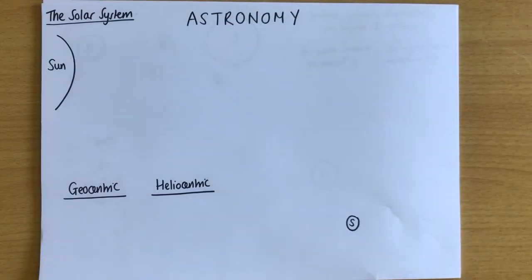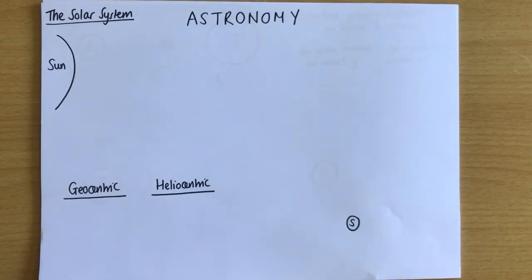So the solar system is the sun and all of the objects that orbit around the sun. It's a type of star system, and the sun is just a star. Okay, so there is only one star in our solar system, and it is the sun. It is not a particularly big star, it just looks big because it's the closest to us.